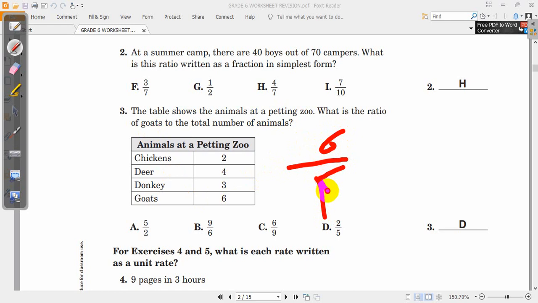Okay. Both of them are divisible by 3. 6 divided by 3 will equal 2. 15 divided by 3 will equal 5. So it will equal 2 over 5. 2 over 5. Okay.